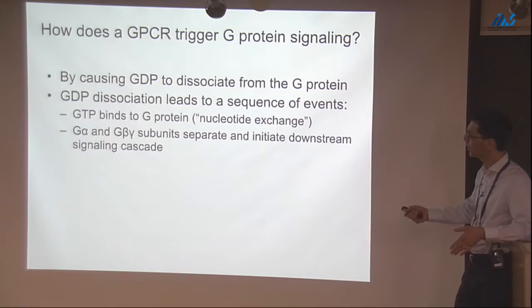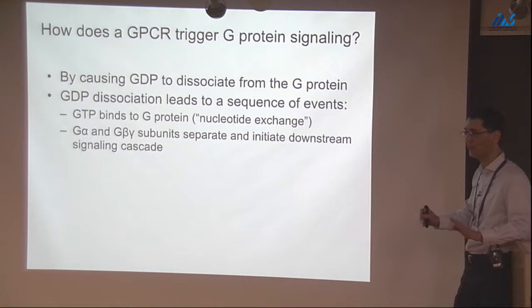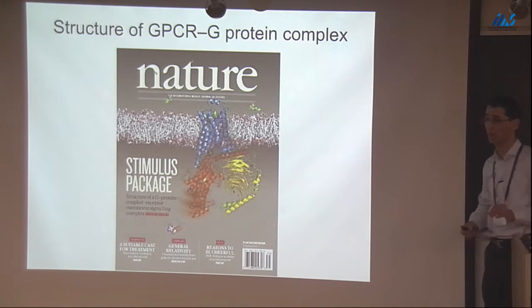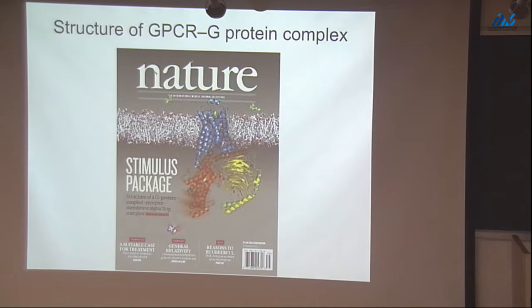Once the GDP comes off, GTP binds, then the G alpha and G beta gamma subunits separate, and they initiate a whole bunch of downstream signaling. But all we really need to worry about for now is what the GPCR does. And what the GPCR does is simply to dramatically accelerate release of the GDP. The question is how that happens. What was not clear is how that happens.